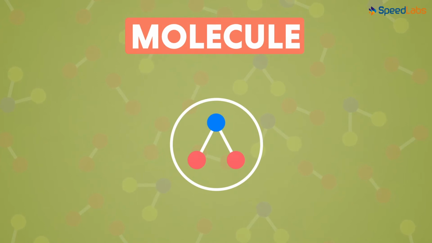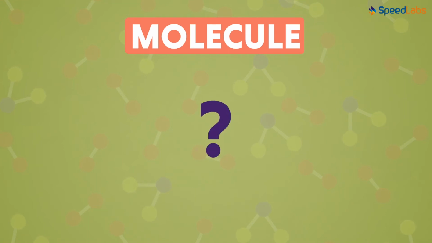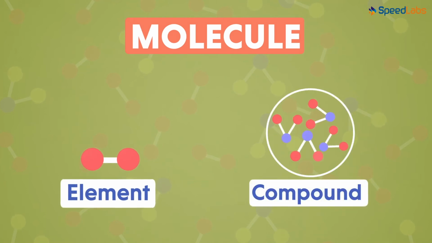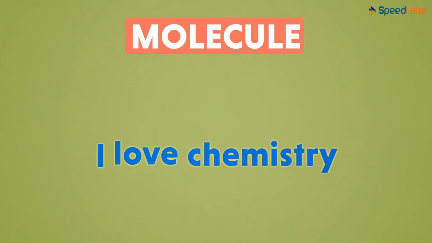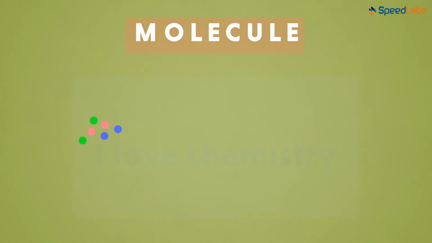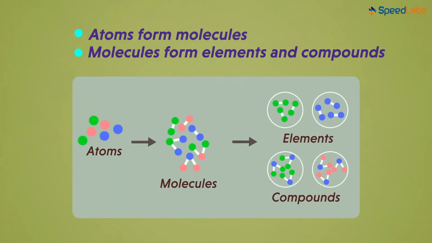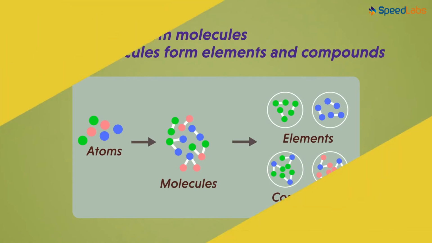Now, can you tell me whether molecules will have the same kind of atoms coming together or different atoms? Well, that totally depends on whether the molecule belongs to an element or a compound. So, are we saying that both elements and compounds have molecules? Of course, yes. In the sentence that we saw, the letters together formed words, which further formed sentences. Similarly, atoms form molecules, and molecules make up elements and compounds. Now let us find out how molecules exist in elements as well as compounds.